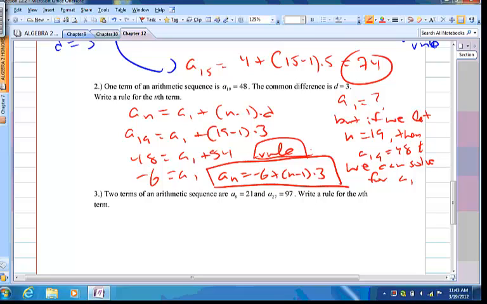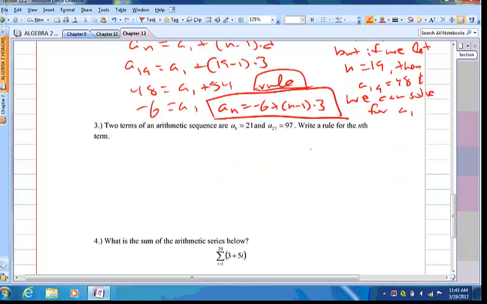And then this one here. Two terms of an arithmetic sequence are A8 equals 21, A27 equals 97. Find a rule for the nth term. So again, we have this formula. The problem is we don't know AN. Actually, we don't know A1, nor do we know what D is. So a couple things you could do. You could try making two equations.